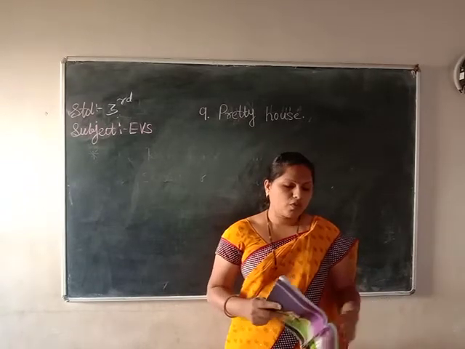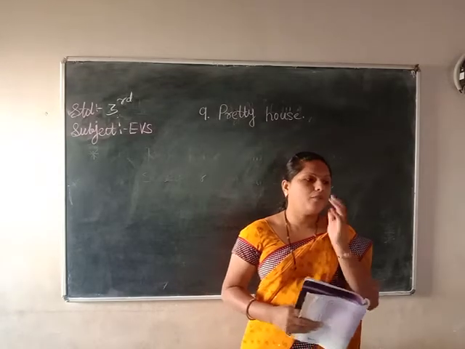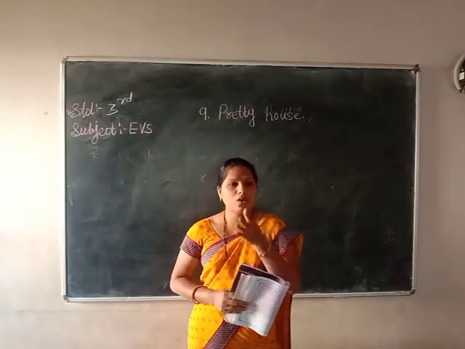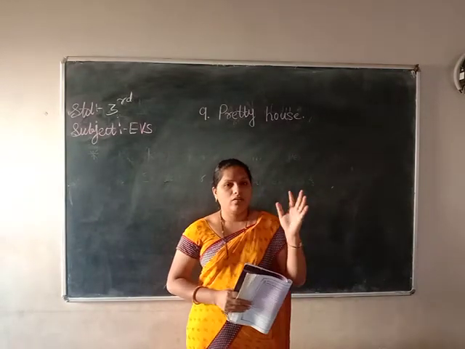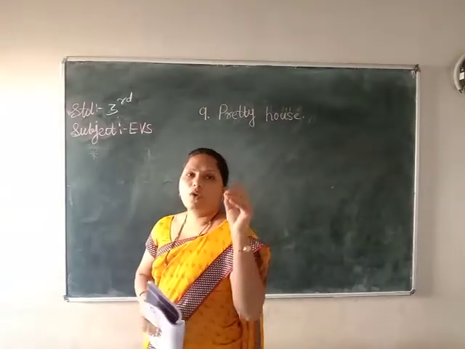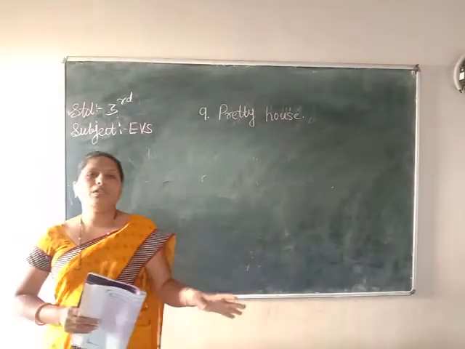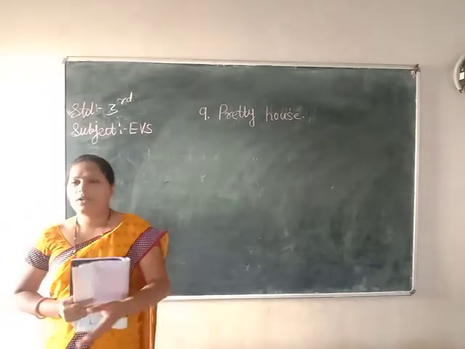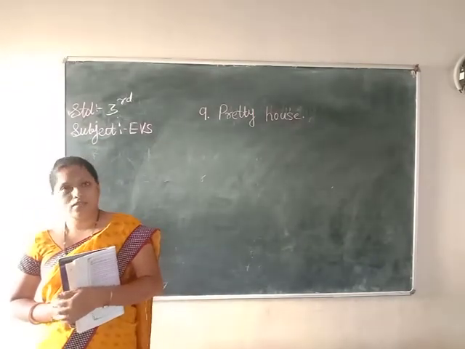There are two types of waste, children. Keep it in mind: wet waste and dry waste. Wet waste means all the vegetable peels. Wet means if it contains some water, like peels, that is wet waste, and dry means chocolate wrappers, biscuit wrappers, all these are dry waste.